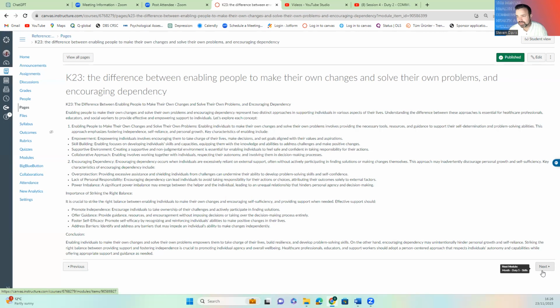Understanding the difference between these approaches is essential for healthcare professionals, educators, social workers, and people working in community health and wellbeing, to provide effective and empowering support to individuals. So let's explore those concepts. If we look at enabling people to make their own changes and solve their own problems, there's a therapy called solution-focused therapy. There are course books for mental health nurses where you can learn solution-focused therapy. It gives you the techniques to understand how to help somebody solve their own problems.